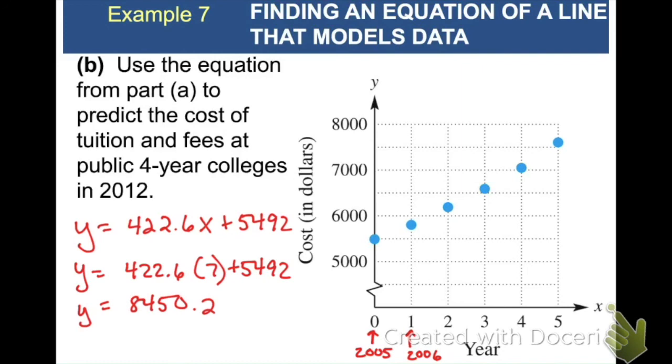If I plug a 7 in, I'll get $8,450.20. That's going to be my prediction for the cost of tuition in 2012. And MyLab, just read the directions. It'll probably say round to the nearest whole dollar. So it'll probably just be $8,450 in the year 2012.